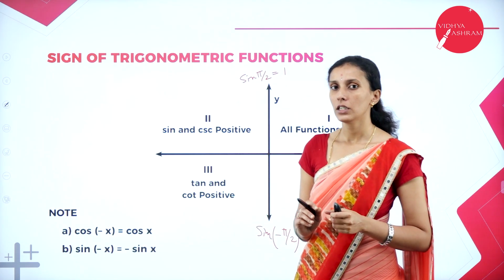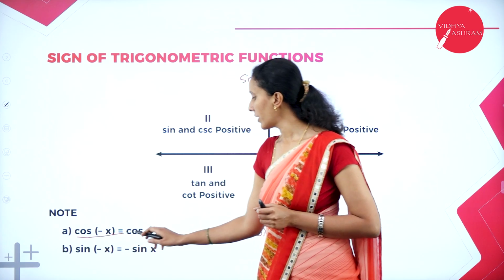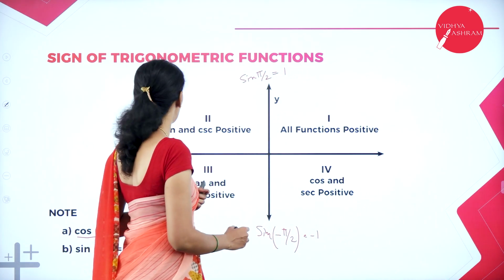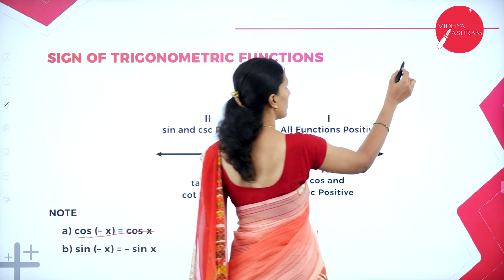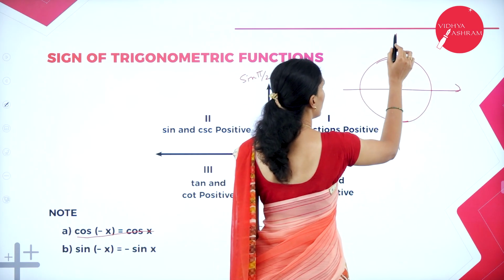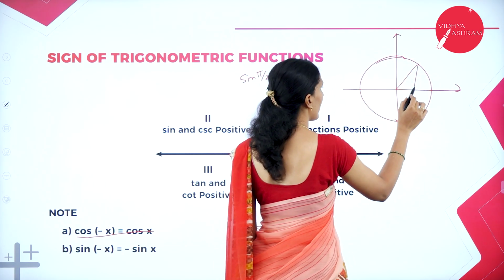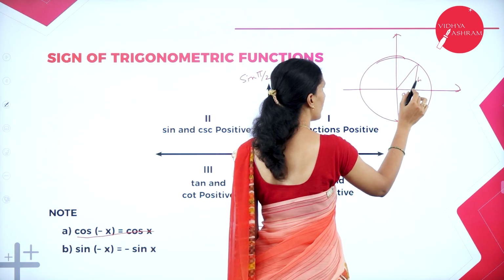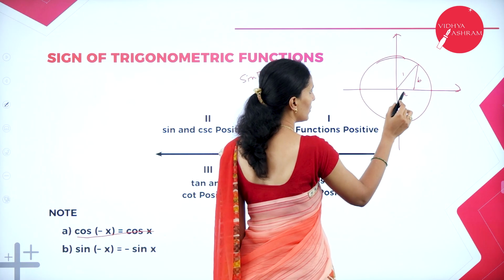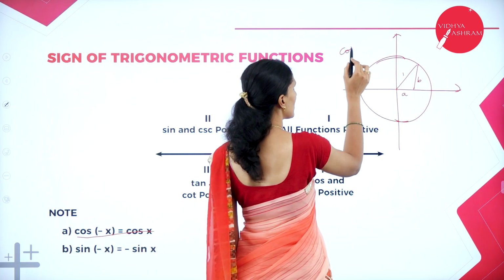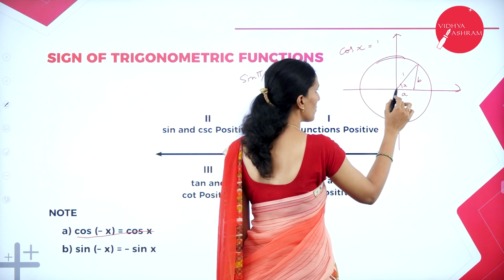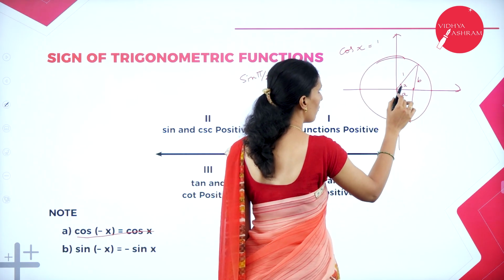Also, make a note that cos of a negative angle is cos x only. Suppose you take a unit circle and let me take a right angle triangle. This value is A, this value is B and this is 1 because this is a unit circle. What is the cos value? Adjacent side by hypotenuse. That is cos of x. Suppose I take the negative, minus x.